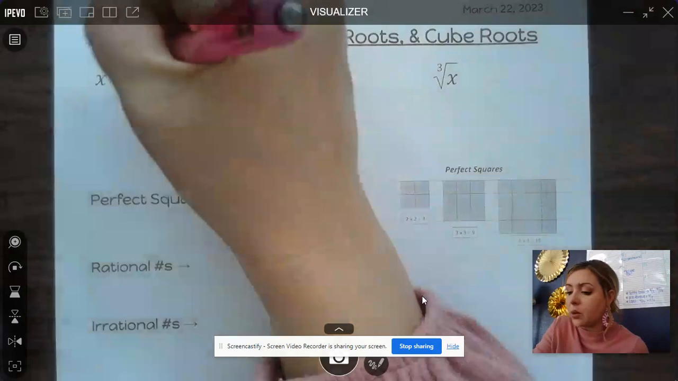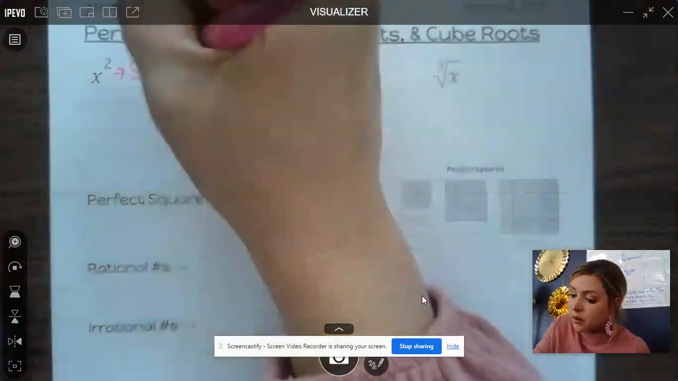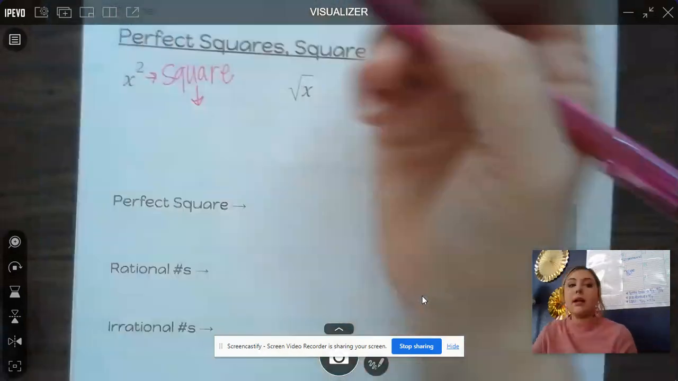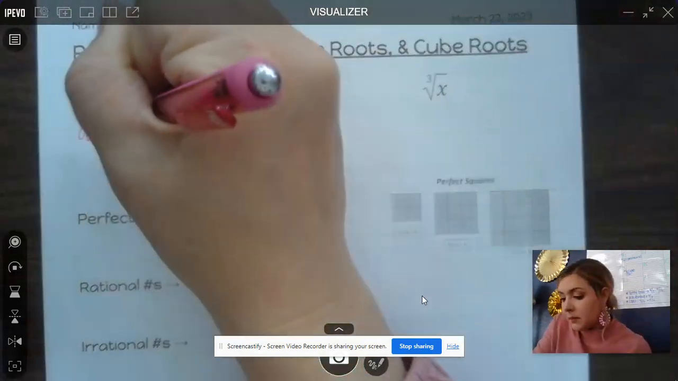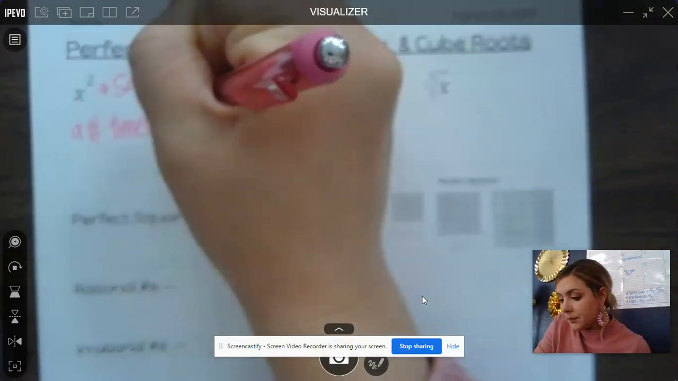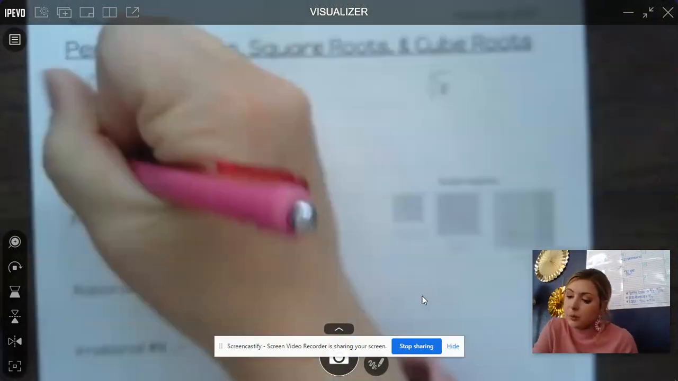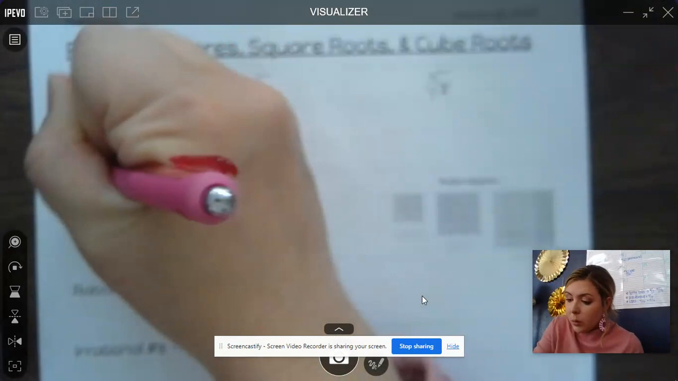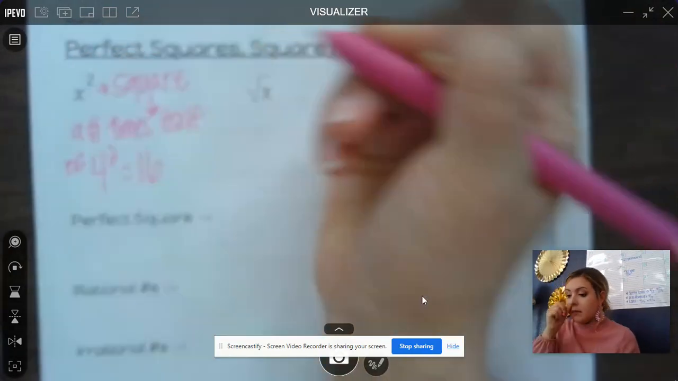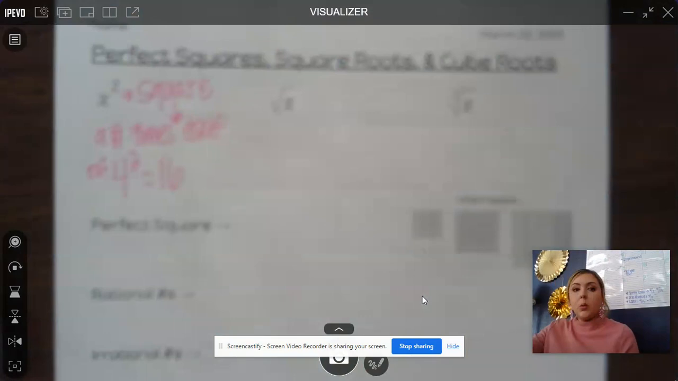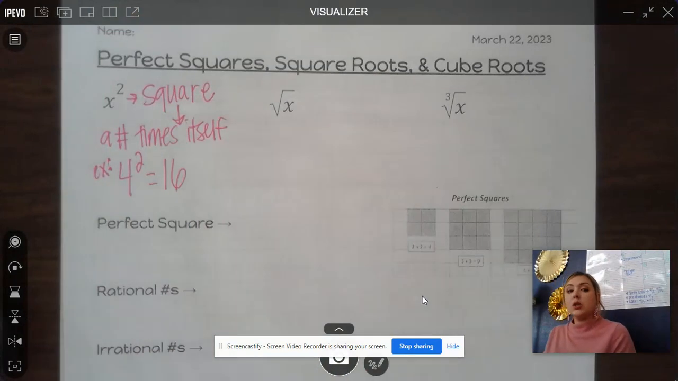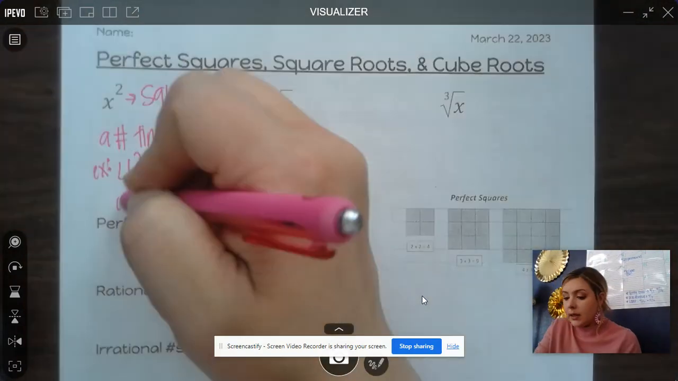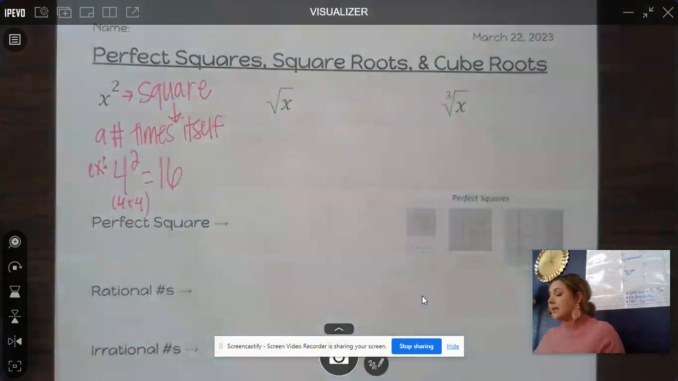This is, of course, something that is squared. So this is a square. And what this literally translates to is this is a number times itself. So for example, 4 squared equals 16. And then we would call 16 a perfect square. We'll talk about that in a second. Okay. So 4 squared is 4 times 4, which is 16.